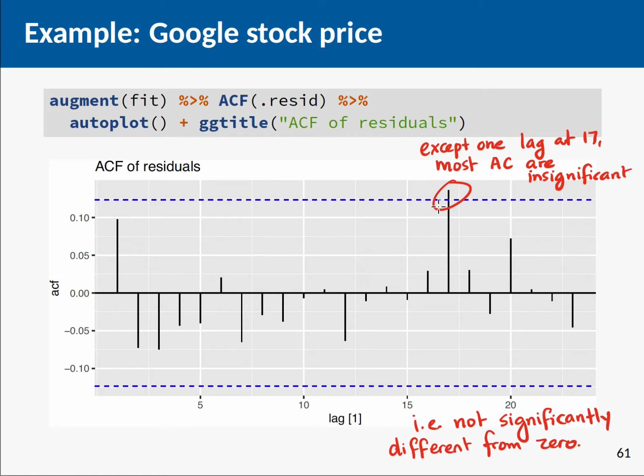Barring one lag at lag 17, most autocorrelations are insignificant, right? That means they're not significantly different from 0, which is good news for us. We want this to happen. But we don't want this to happen with our data. We want our data to always display autocorrelations that are significantly different than 0. But for residuals, we want this to happen.